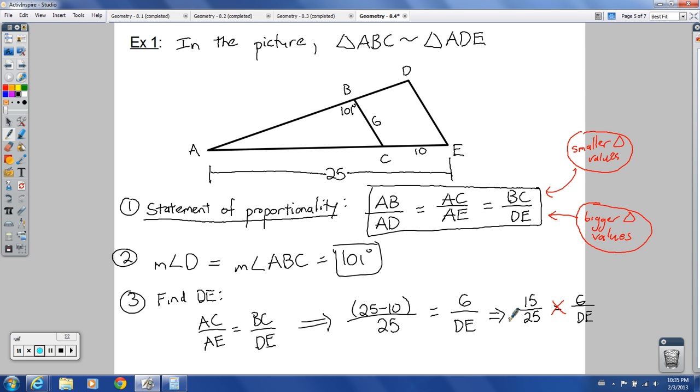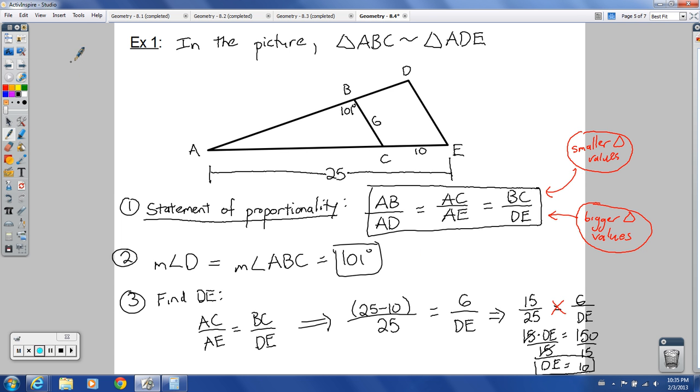And we can say that 15 times DE, which you could write as 15 times x if you had x there instead, is 25 times 6. That's 150. If you divide both parts by 15, you've got your answer. DE equals, this will cancel here and here, this would be 10. Left over with 10.